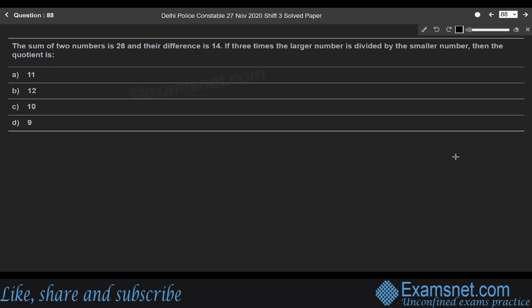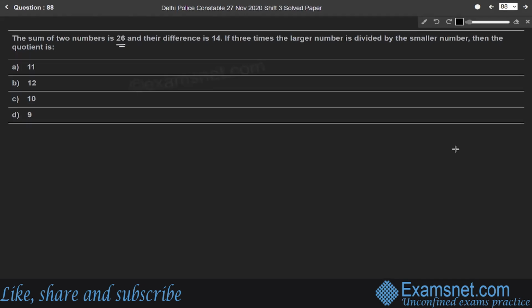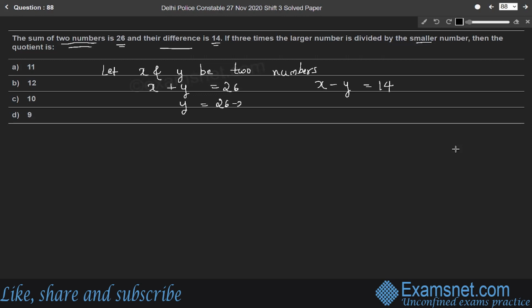Question 88. The sum of two numbers is 26 and their difference is 14. If 3 times the larger number is divided by the smaller number, then the quotient is. Let us find the two numbers first, then we will go with the further steps. So let x and y be two numbers, right? So according to the question, their sum is 26. Then x plus y is equal to 26. And their difference is 14. x minus y is equal to 14. Right? So if x plus y is 26, y is 26 minus x.